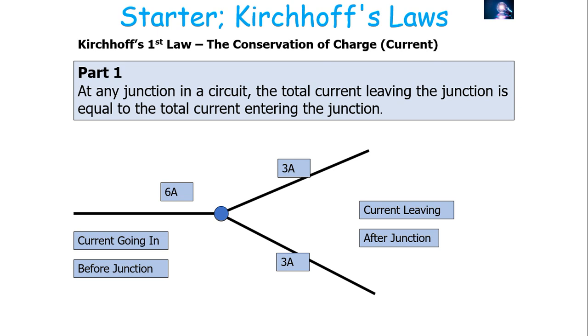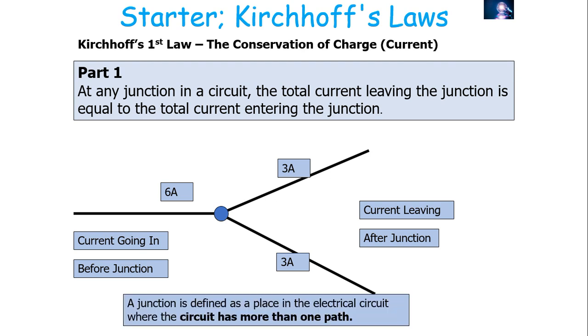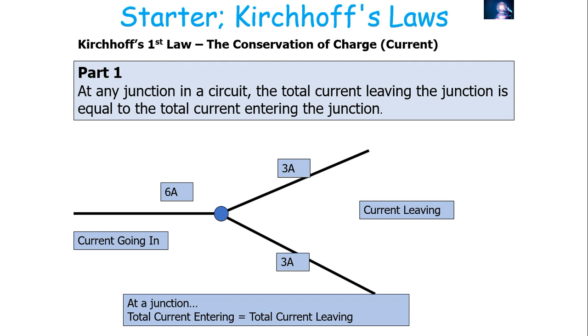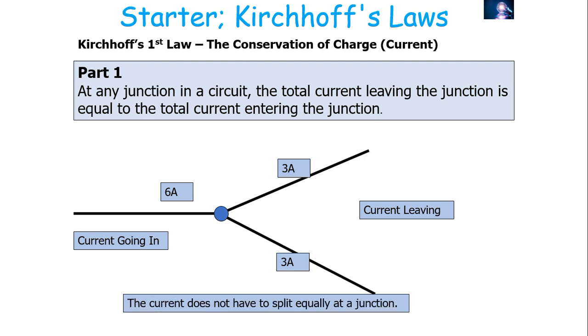Part 1, that at any junction, the total current leaving the junction is equal to the total current entering the junction. Now, a junction, by the way, is defined as a place in the electrical circuit where the circuit has more than one possible path. So in this example, the total current going in is 6 amps, and the total current leaving the junction is 6 amps, but it's split 3 and 3 over 2 paths. So as a result, the total current entering the junction equals the total current leaving the junction.